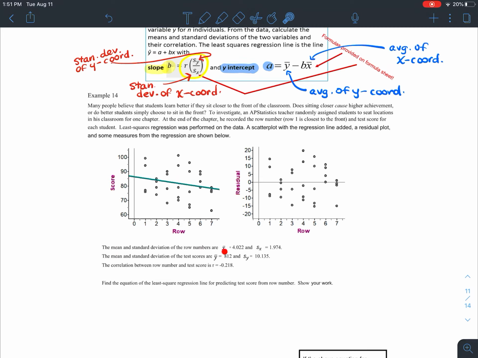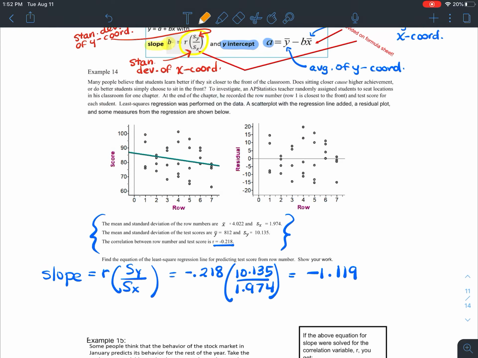So let's start with the slope. We know that the slope formula, again, this is on the formula sheet, would require us to take the correlation coefficient, that's the negative 0.218 that we were given in the problem, and multiply that by the standard deviation of the y's divided by the standard deviation of the x's. If we were to do that, we would discover that the slope would roughly be negative 1.119.